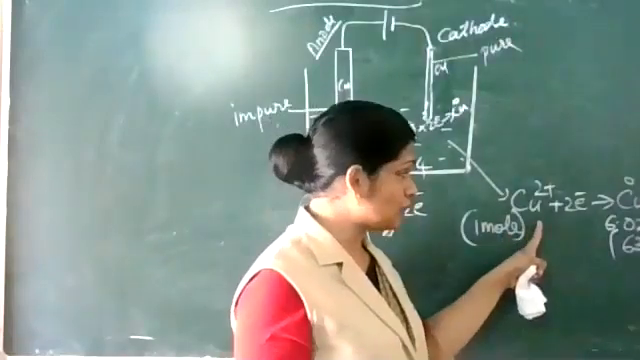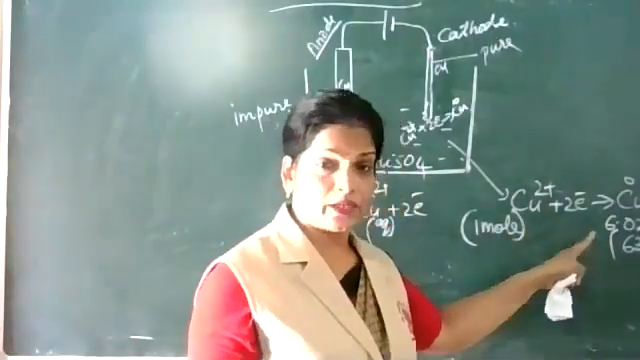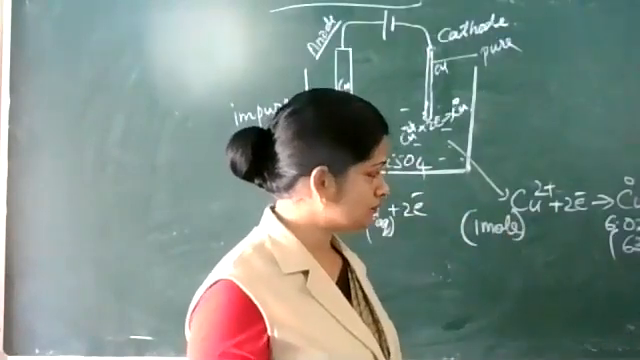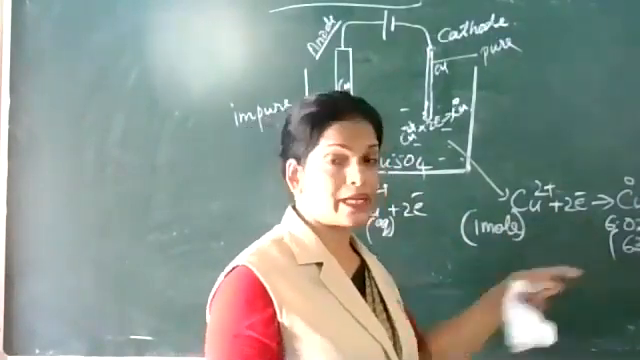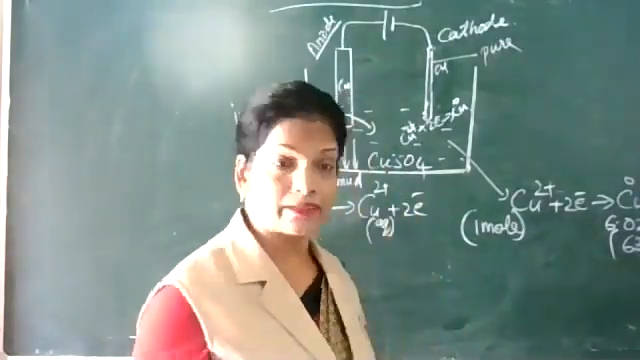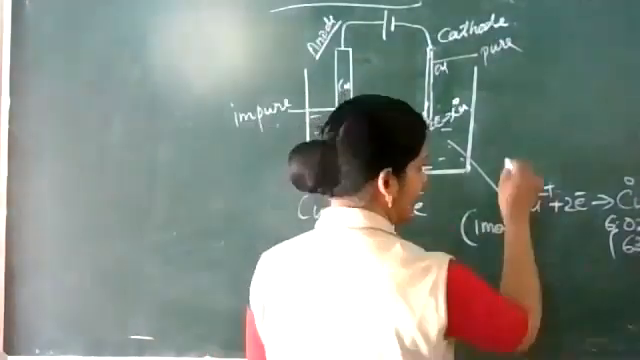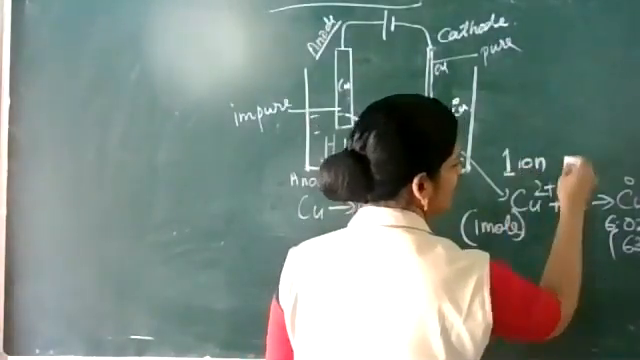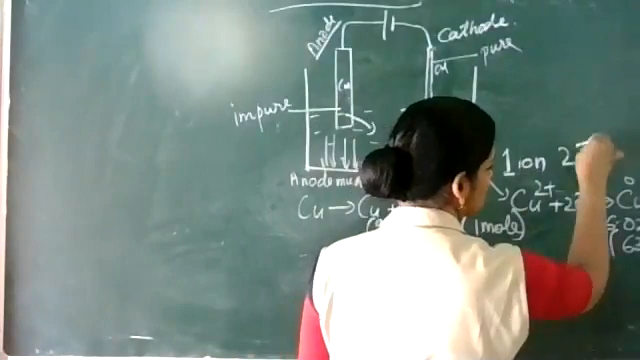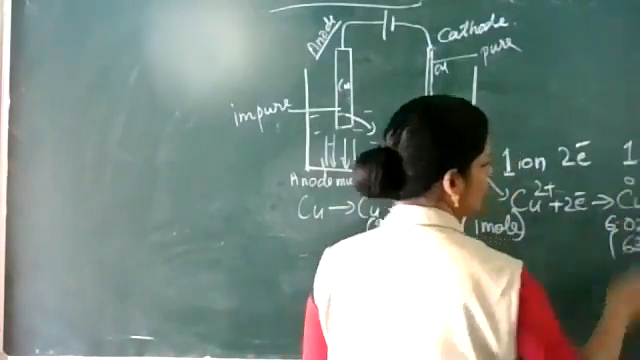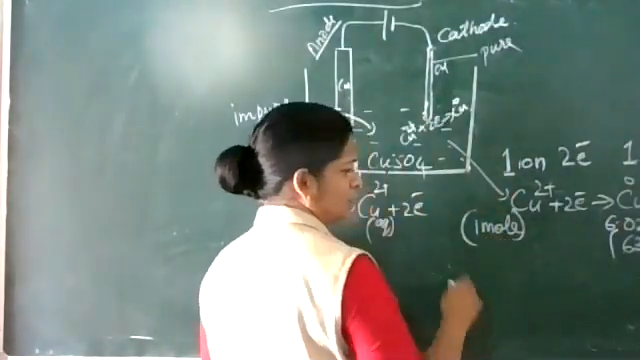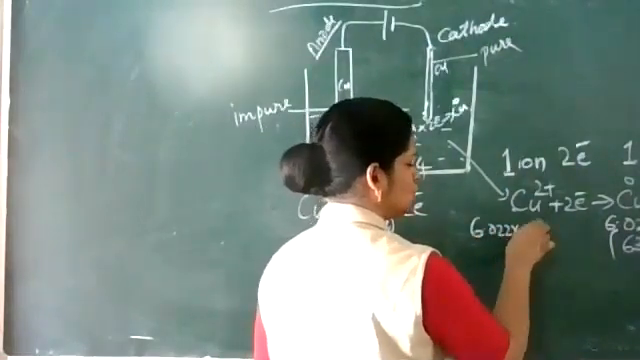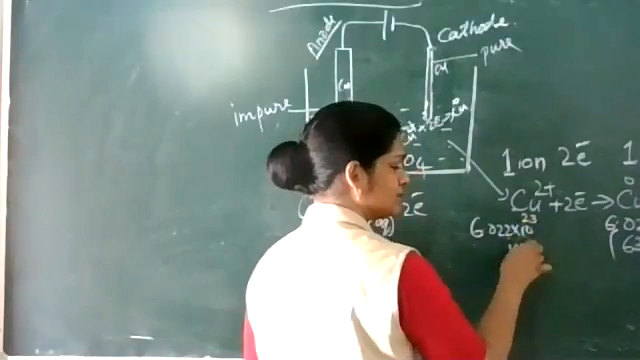For 1 Cu2+, 2 electrons are required. So, for 1 mole of Cu2+, how many electrons are required? 2 moles of electrons are required. 1 ion, 2 electrons, 1 copper atom. 6.022 into 10 to the power 23 ions.